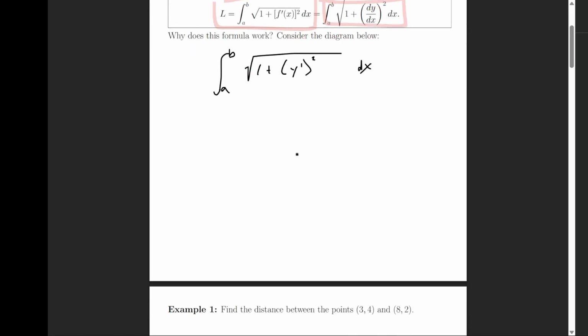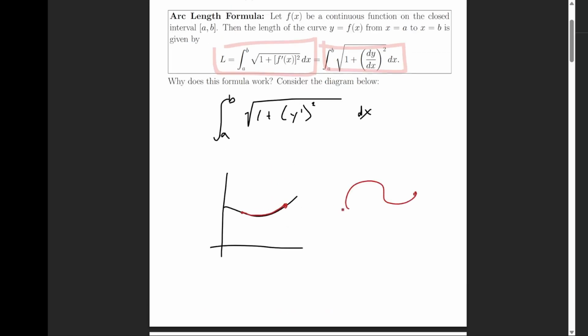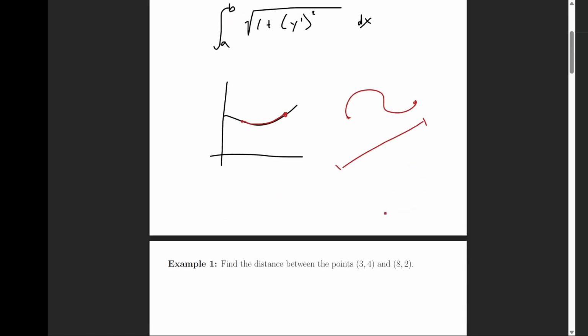Arc length is, so you're going to have a graph, right? Say this is our graph, and there are 2 points from here to here. This is basically trying to figure out how long the curve is. Imagine a string like this, and then we're going to straighten out the string and find the length like that. So that's basically the concept of this. So not that bad, right?